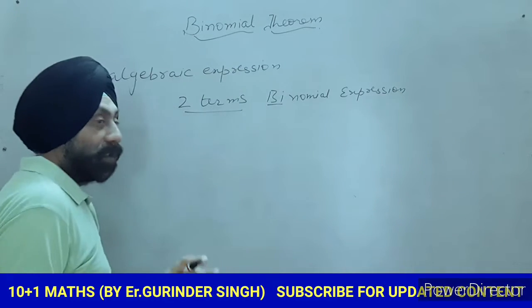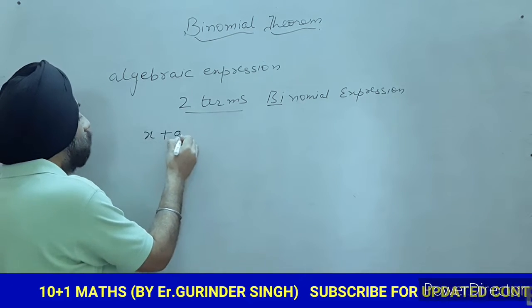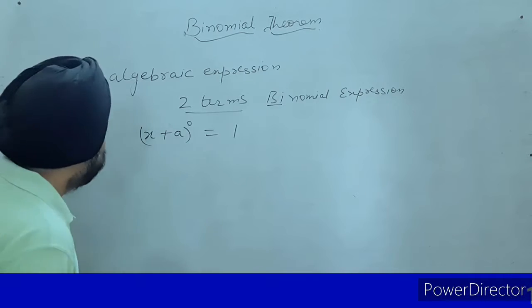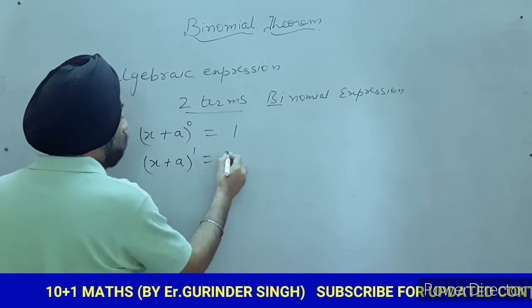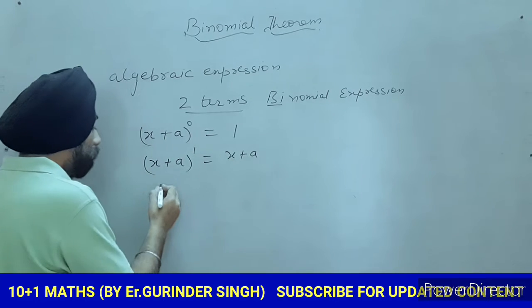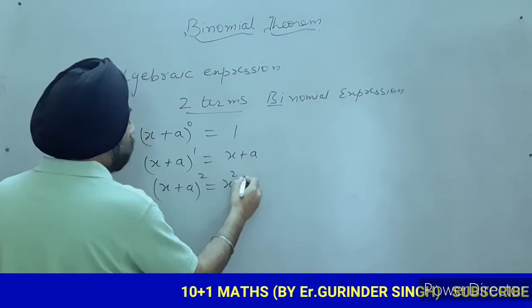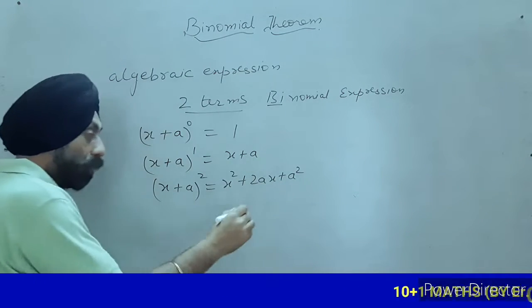Now till now we have learned how to expand, say, x plus a raised to power 0. We know the answer, anything raised to power 0 is 1. Now x plus a raised to power 1, it is x plus a. X plus a raised to power 2, we can expand this also like this, plus a square, and so on.